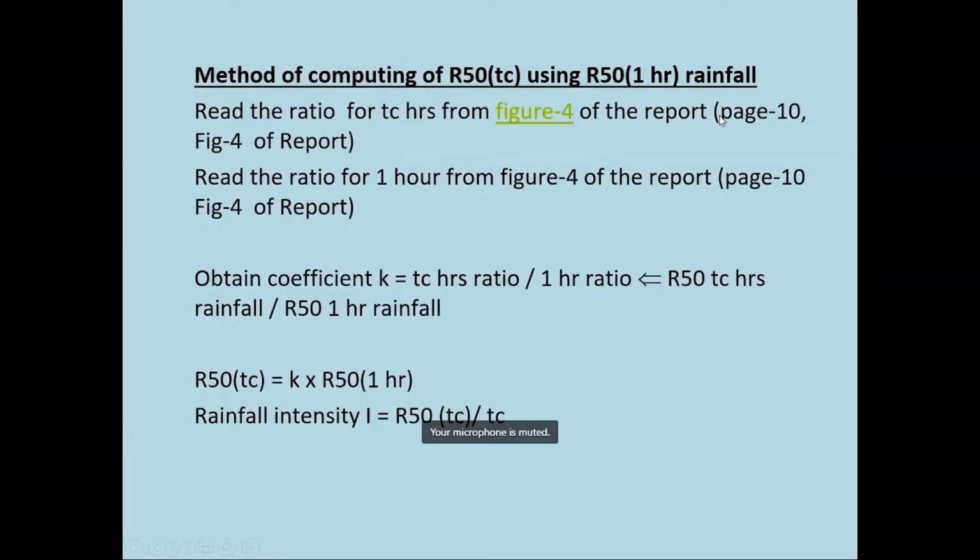So here we have used this ratio of 1 hour. Then for the TCR, we will use the ratio. So the coefficient K will be TCR's duration divided by 1 hour's duration, R50 TCR by R50 1 hour. Then R50 TC is K multiplied by R50.